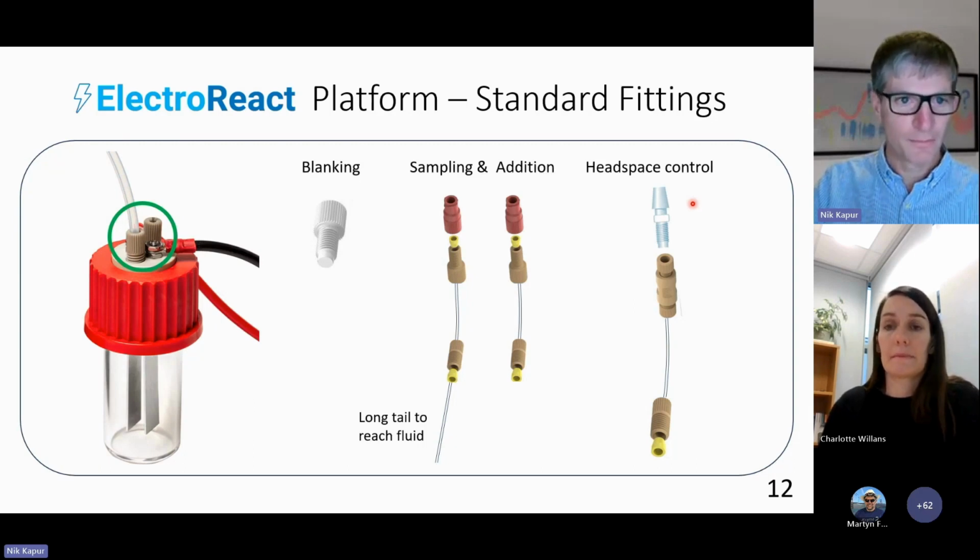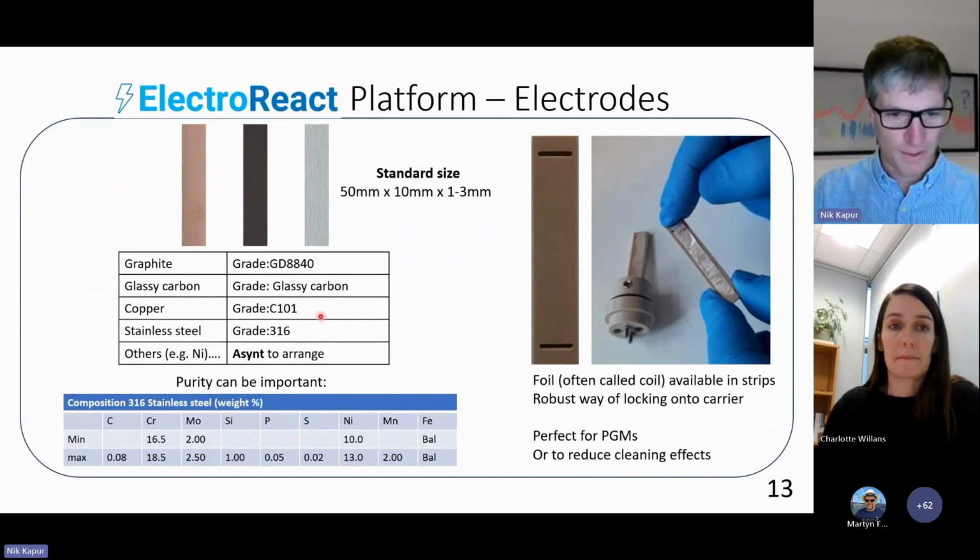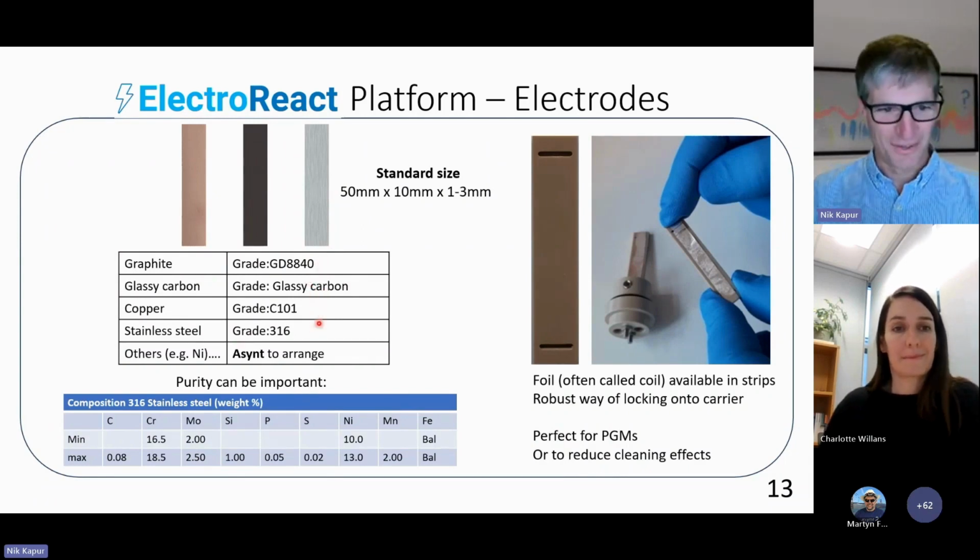So the electrodes are obviously very important, and Asynt is supplying a range of these within their electroreactor platform. We've had many discussions about a good selection to start with, and they offer, I think, all of these. But the electrodes themselves are a standard size, so 50 millimeters by 10 millimeters, and it'll typically accept electrodes between 1 and 3 millimeters, and actually a little bit wider than that if you really needed to go wider than that.